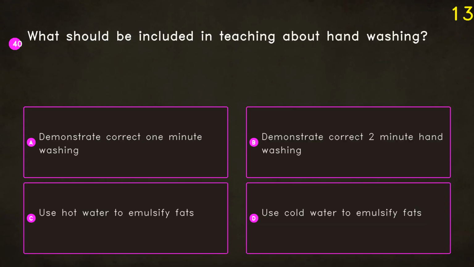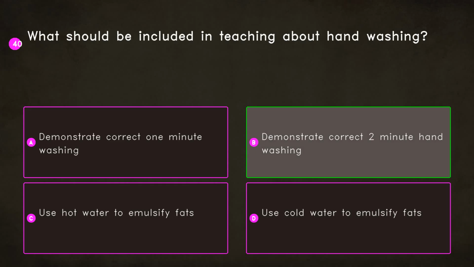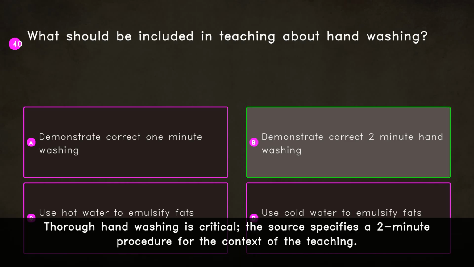Question 40. What should be included in teaching about hand washing? A. Demonstrate correct 1-minute washing. B. Demonstrate correct 2-minute hand washing. C. Use hot water to emulsify fats. D. Use cold water to emulsify fats. The correct answer is demonstrate correct 2-minute hand washing. Thorough hand washing is critical. The source specifies a 2-minute procedure for the context of the teaching.